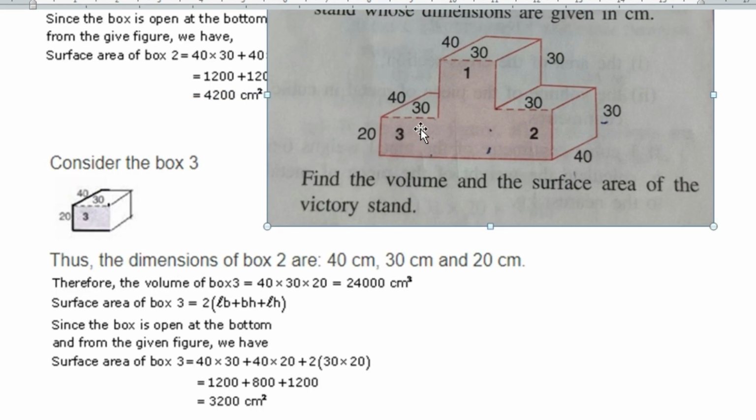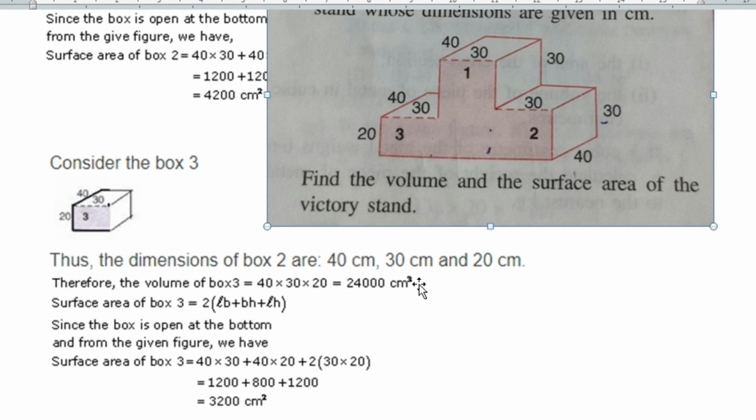Now box 3. In box 3, length is 40, breadth is 30 and height is 20. So volume is 40 into 30 into 20, that is 24,000 centimeter cube.